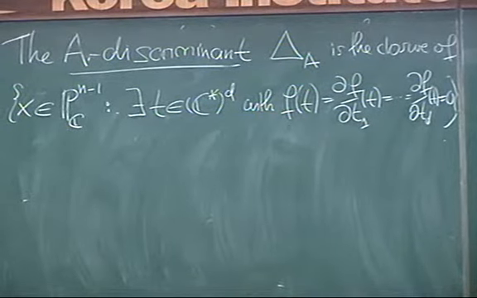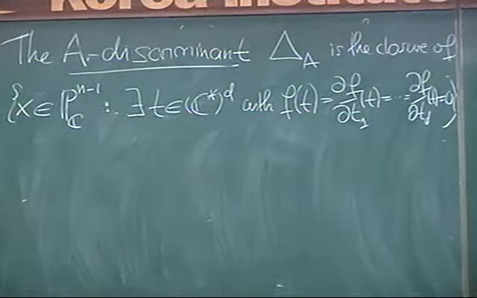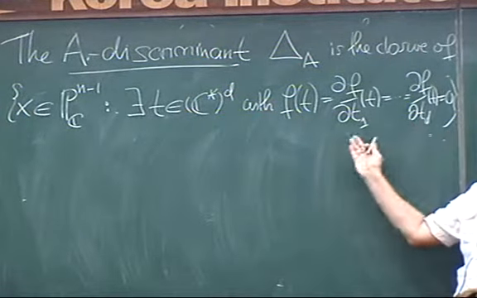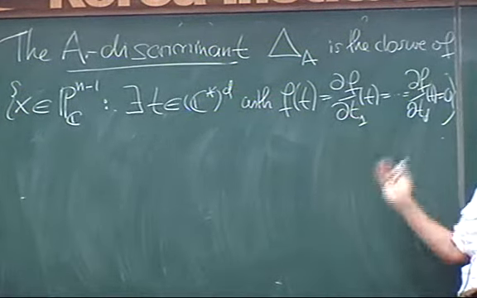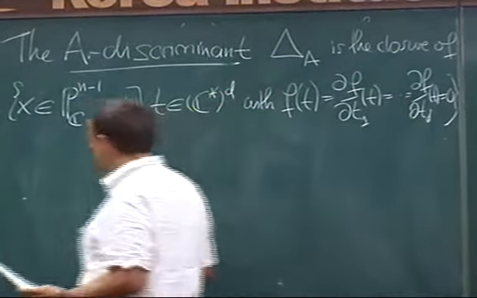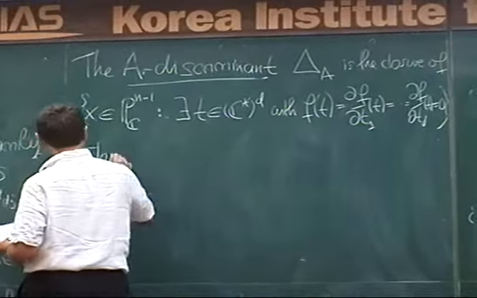Now, if x is random, then this will have no solution. So for random x, this will be an overconstrained system of one more equation than unknowns. But for some special x's, there might be a solution. The closure here, it turns out you can take either the Zariski closure or the analytic closure. They will give you the same answer. So you can take closure in whatever sense, and you will get the same answer. Now, this is a variety.